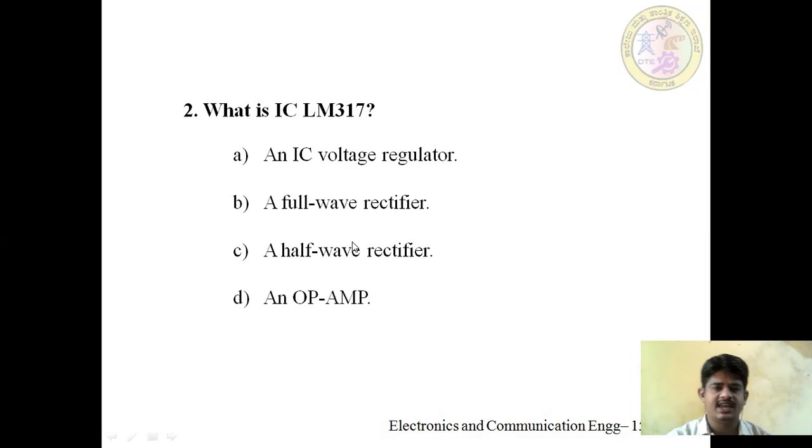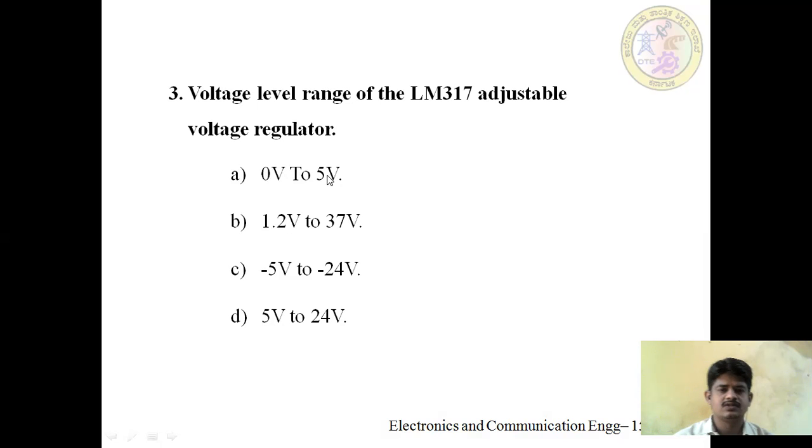What is IC LM317? So what is this IC? Let's see the options. First one, an IC voltage regulator. Second one, a full wave rectifier. Third one, a half wave rectifier. Fourth one is an op amp. So what is IC LM317? Is it a rectifier? No. So it's not a full wave rectifier. It's not a half wave rectifier. Is it an op amp? No. It's an IC voltage regulator. So the correct answer for this question is A.